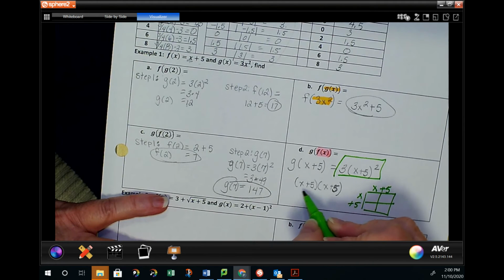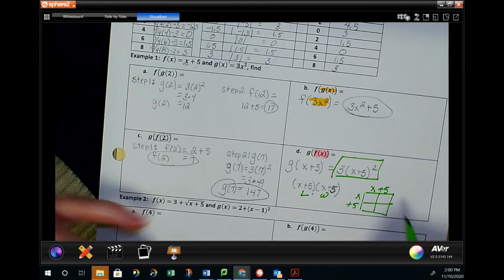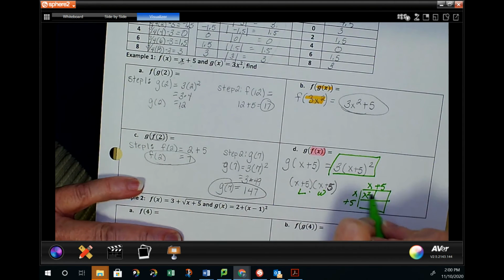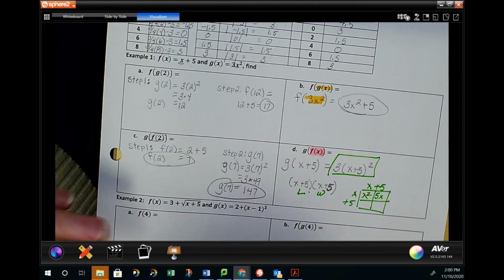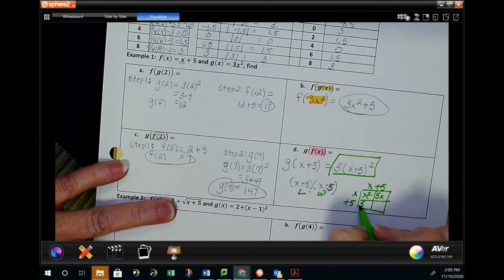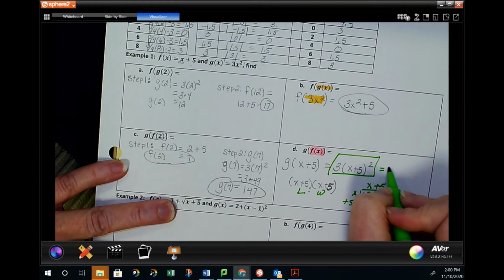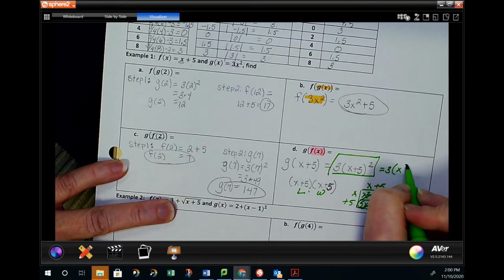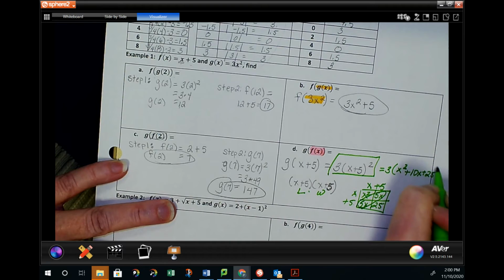Because there's two of these, I call this length times width. Length, width. Okay, so this is x squared. X times 5 is 5x. This is what we're going to do next trimester. And then 5 times x is 5x, and 5 times 5 is 25. Combine your like terms. So this would be 3x squared plus 10x plus 25.